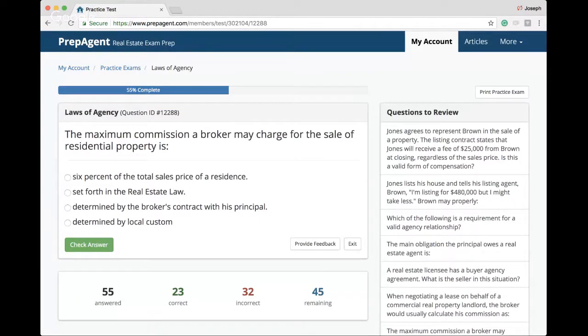The maximum commission a broker may charge for the sale of residential property is 6% of the total sales price of a residence, set forth in real estate law, determined by the broker's contract with his principal, or determined by local custom. And the answer is C.